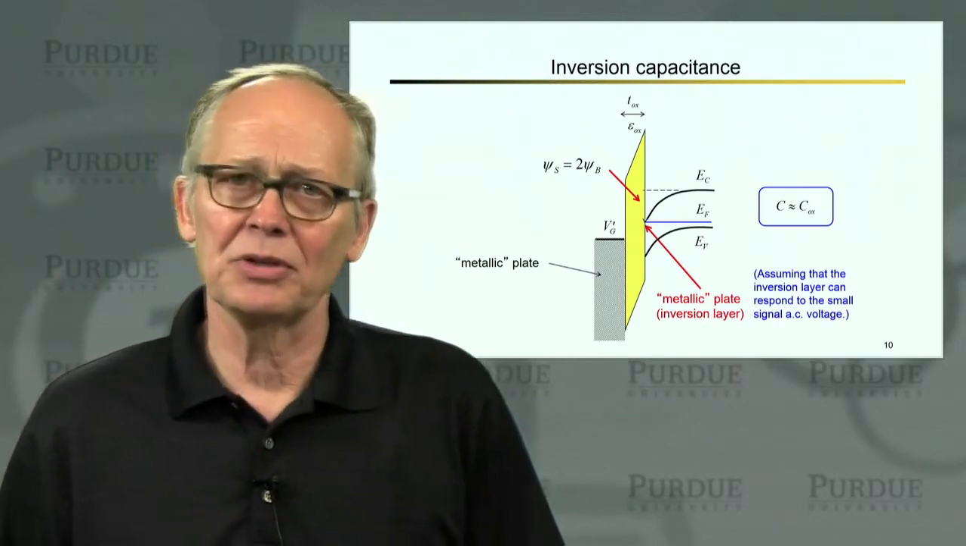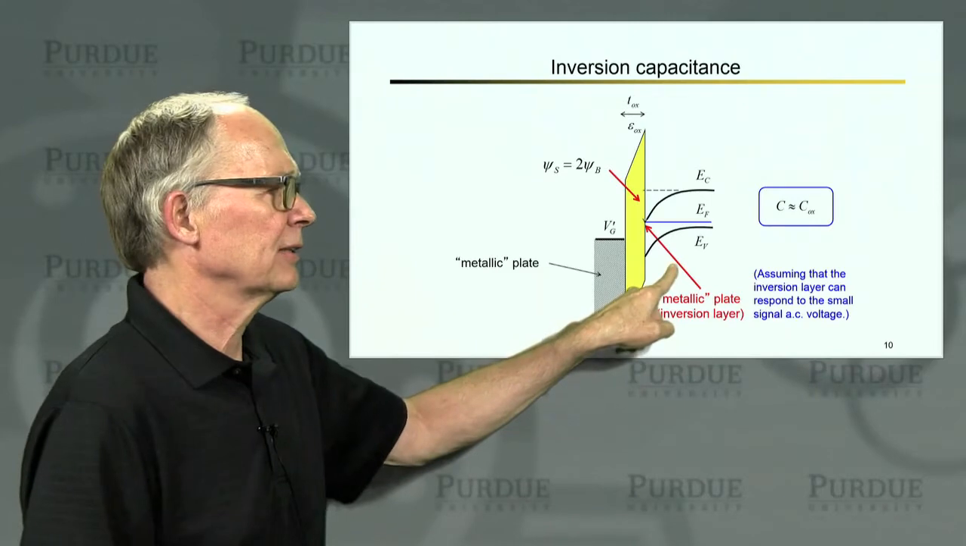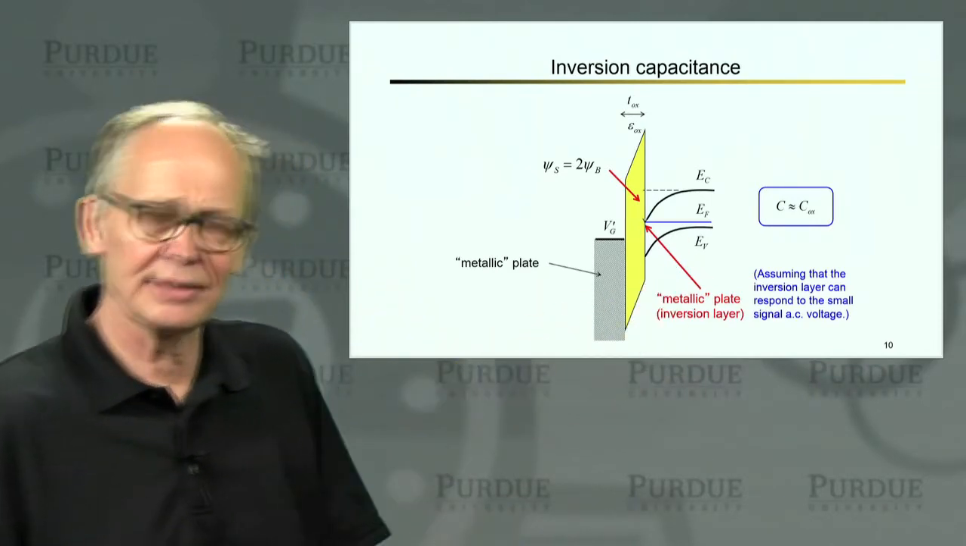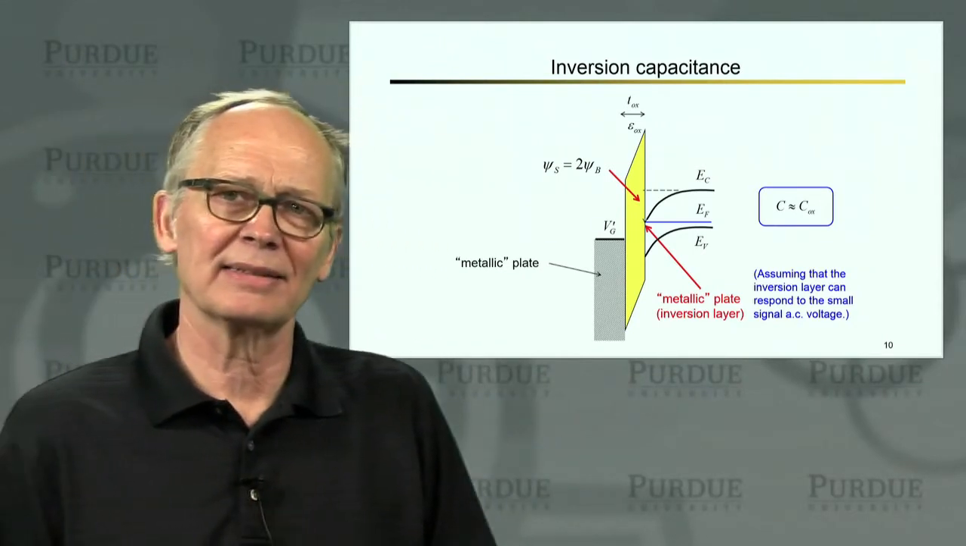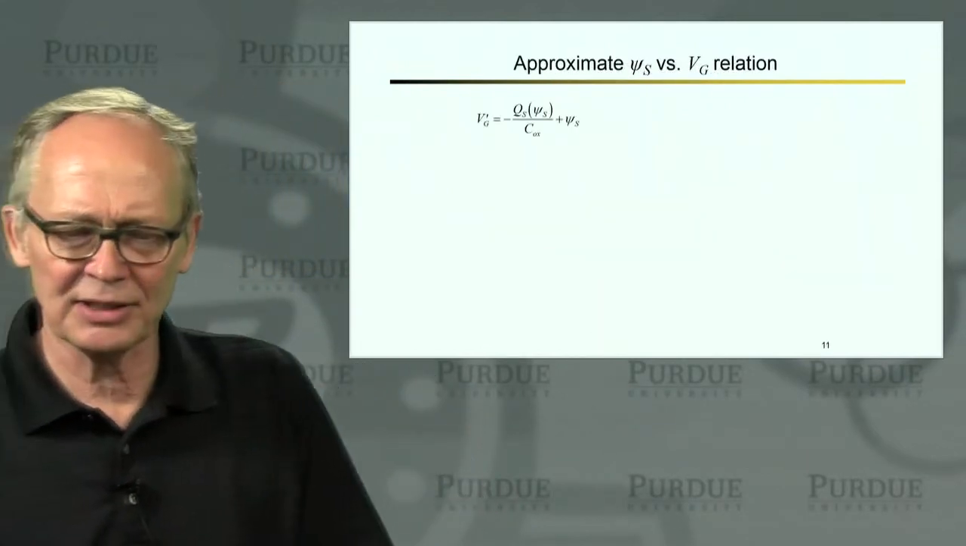And that's about the right answer. But it turns out that the semiconductor is not a perfect metal, it's not an infinite supply of carriers, so this isn't quite right. We'll talk later about why the capacitance is actually a little bit less than the oxide capacitance. But that tells us what to expect.